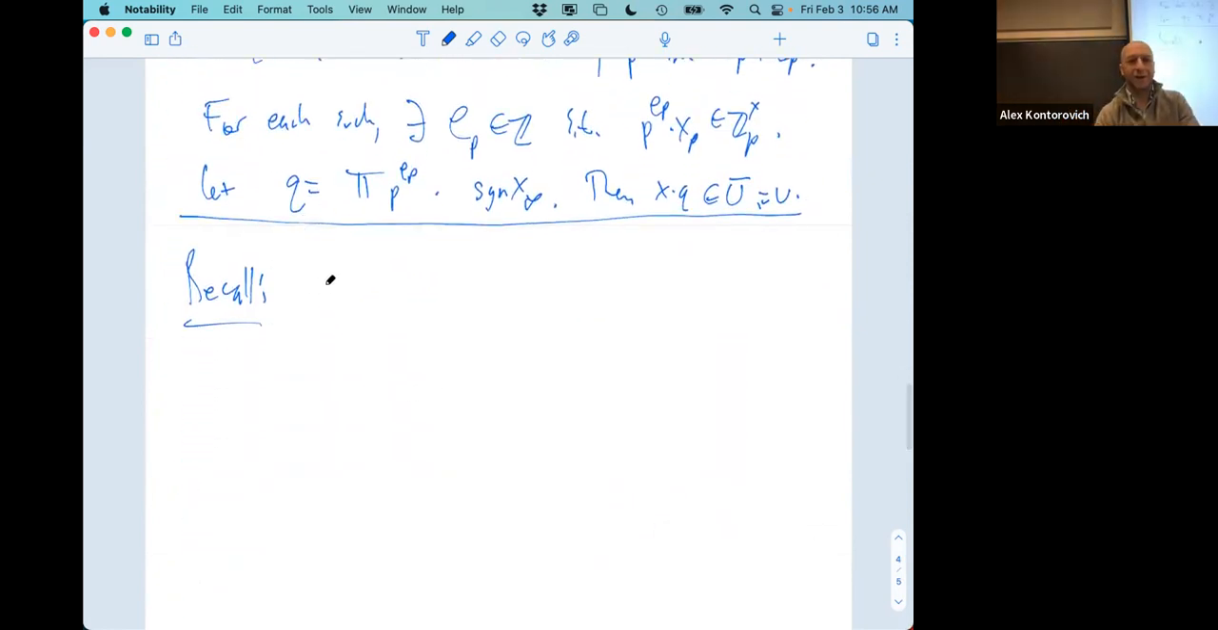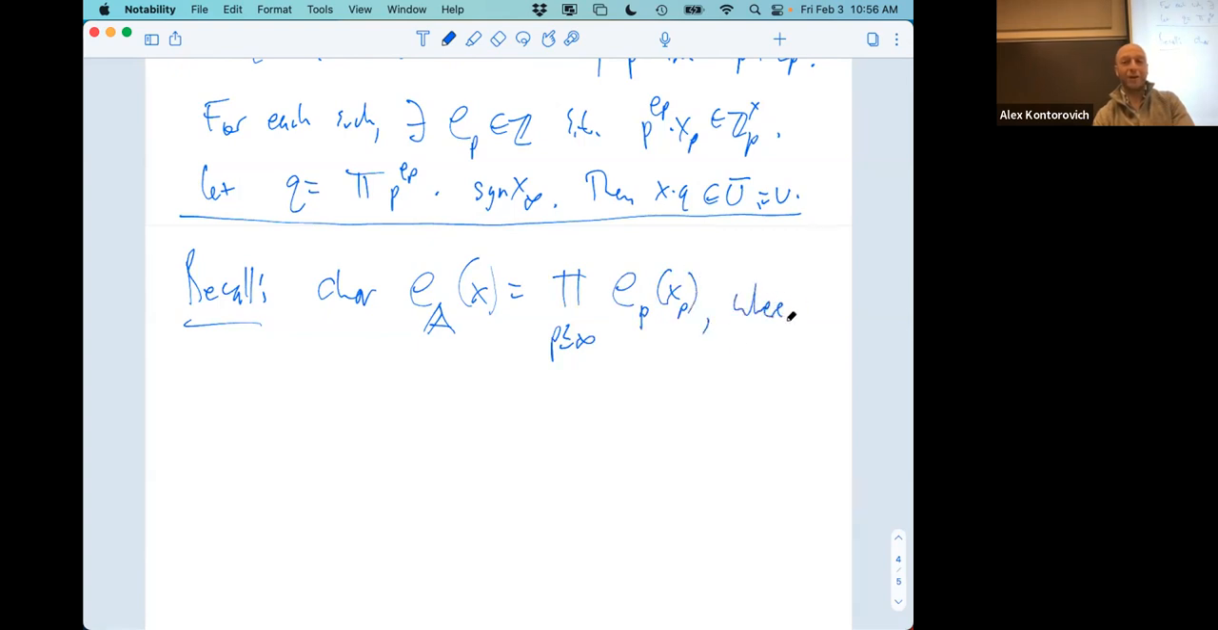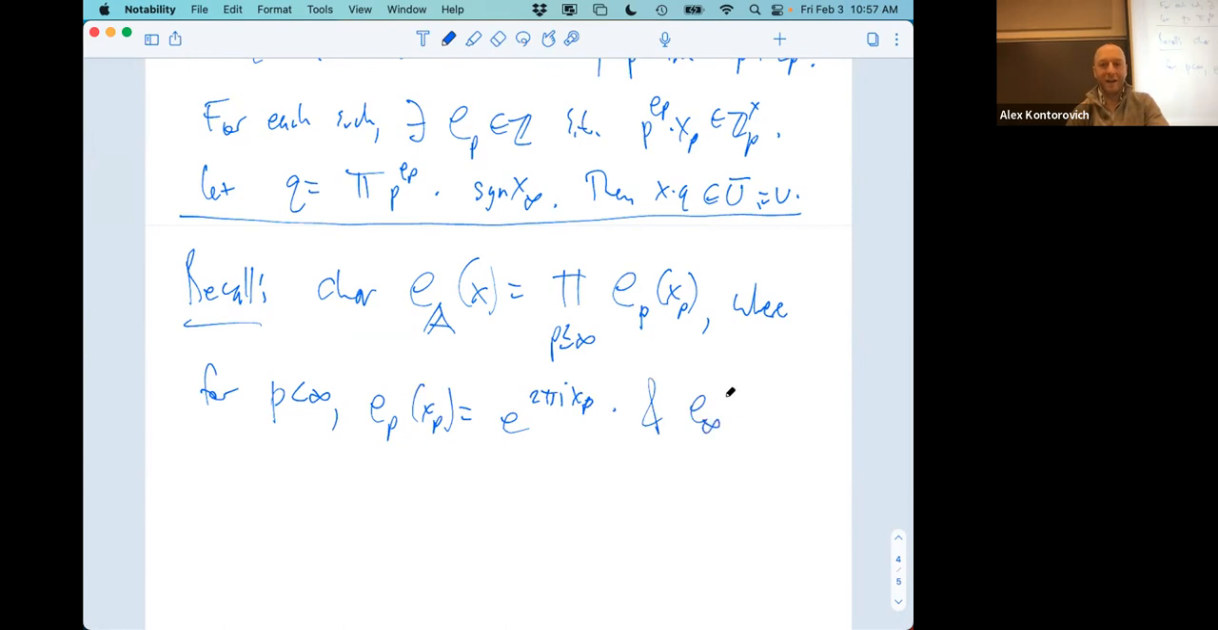Okay, so we're still recalling we have a character. I think I called it E_A. E_A of x is a product over primes less than or equal to infinity. Let's call this E_p of x_p, where there's one little subtle thing for finite primes. E_p of x_p is e to the 2 pi i x_p, as we already had. And E_infinity of x_infinity is e to the minus 2 pi i x_infinity.